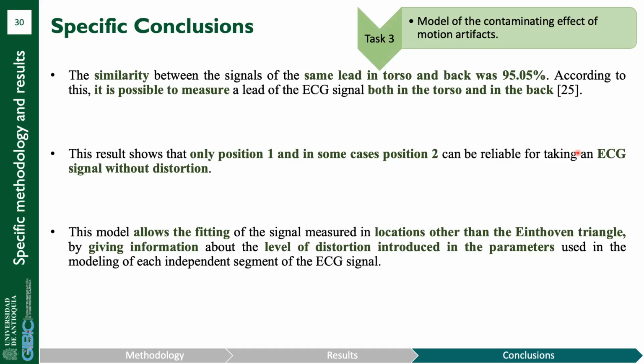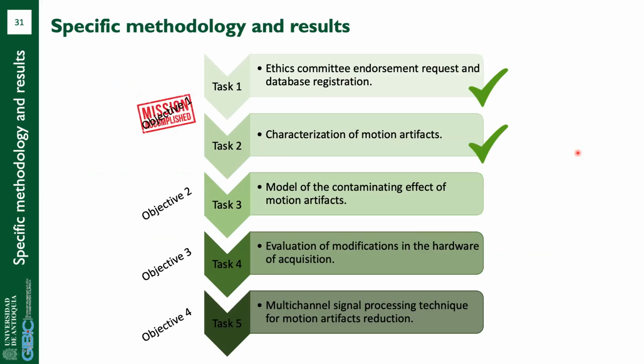And this model allows the fitting of the signal measurement in locations other than the Einthoven triangle by giving information about the level of distortion introduced in the parameters used in the modeling of each independent segment of the ECG signal. With this, we finalize task number 3 and accomplish objective number 2.